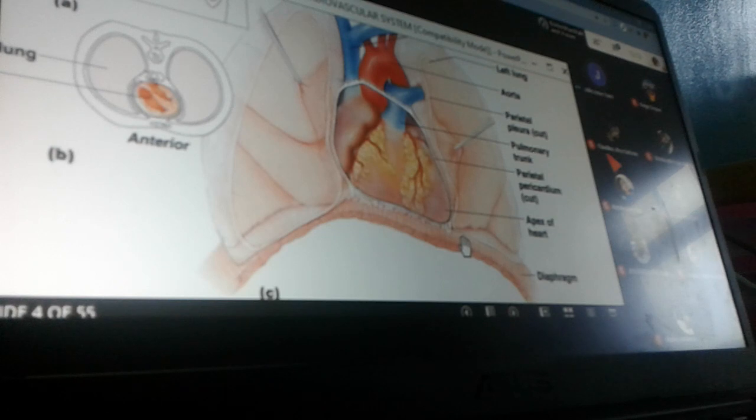So yung apex, ito siya yung tip ng ating heart or yung pointed or narrowed end ng ating heart ay directed siya towards the left. Okay? Towards the left. Papunta dito sa left.